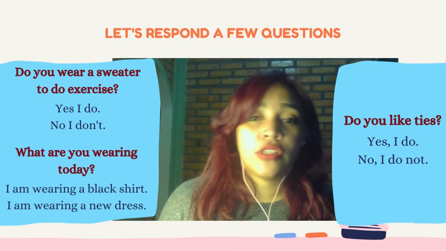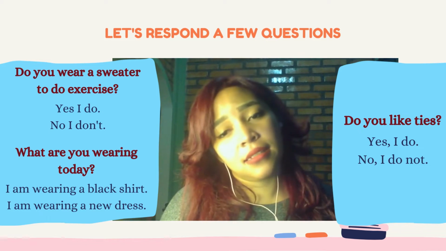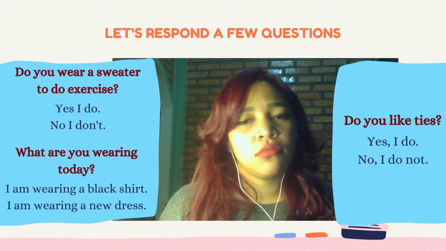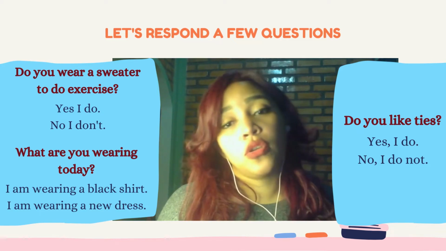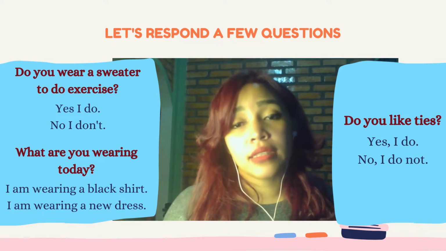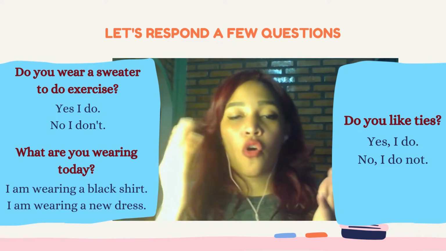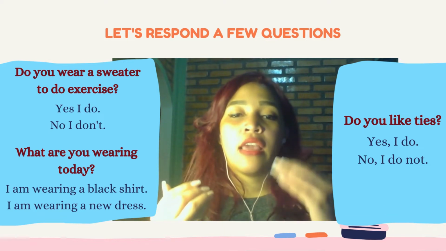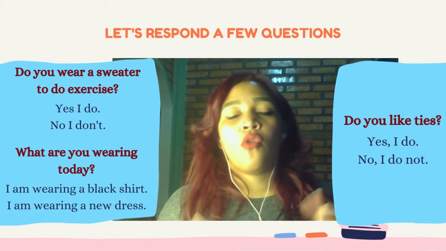Then you have other questions that are opinion questions. For example, do you like ties? Yes, I do. No, I don't. Do you like dresses? Do you like skirts? And whichever answer you provide will be correct. You only have to make sure that you include either yes or no, and then you explain. You're going to use either I do or I don't.